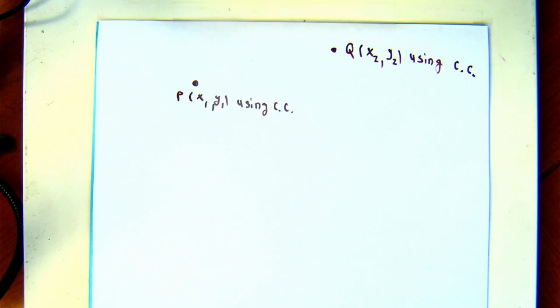Suppose that we're in the Euclidean plane. I have 2 points, P and Q. Using Cartesian coordinates, the coordinates of point P are x1 and y1. The coordinates of point Q are x2 and y2. I want to calculate the square of the distance between those 2 points.